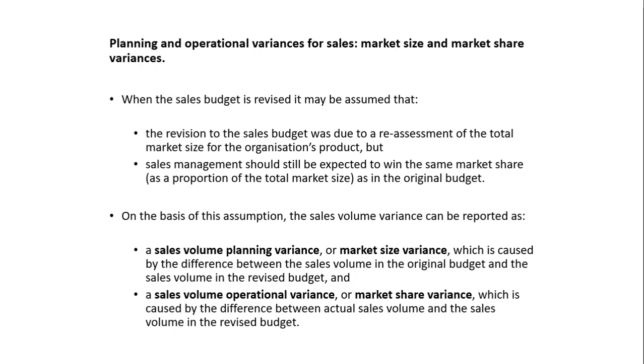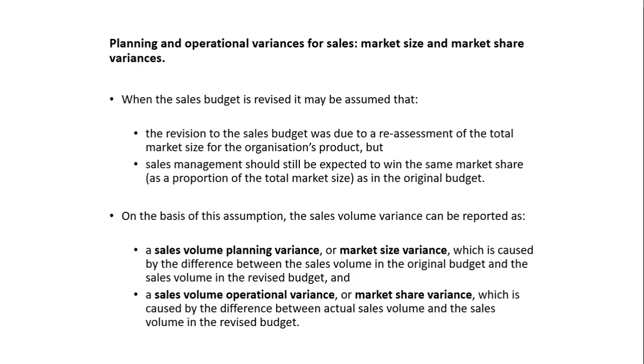Now, there's a specific variance called market size and market share. These are the variances which are related to your sales volume, but they follow the same concept, that is planning and operational variances. So if you remember, in sales variances, we had seen two different types of variances. One was a sales price variance and the other was sales volume variance. When we look at sales volume variance, again, we'll try to see the variance in the volume based on what was planning variance and what was operational variance.